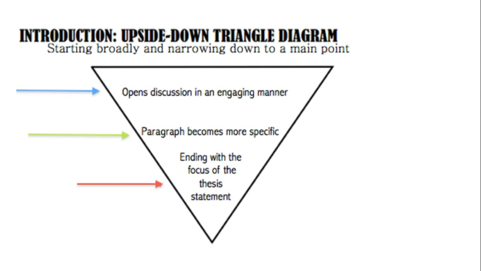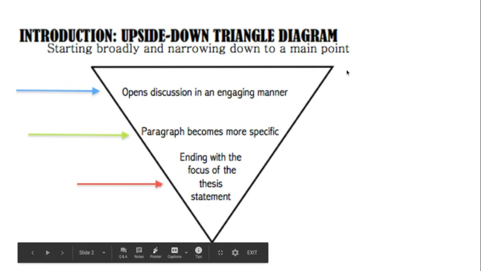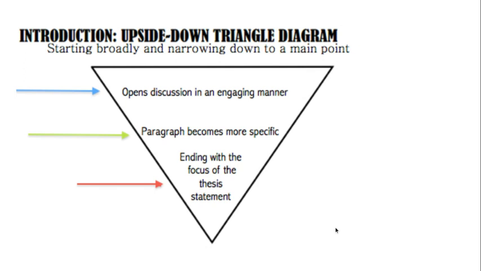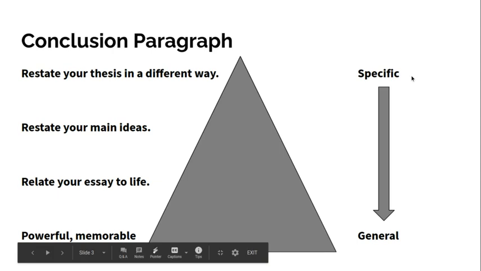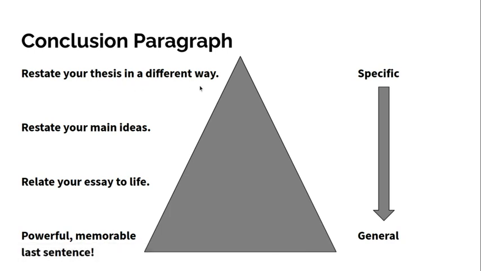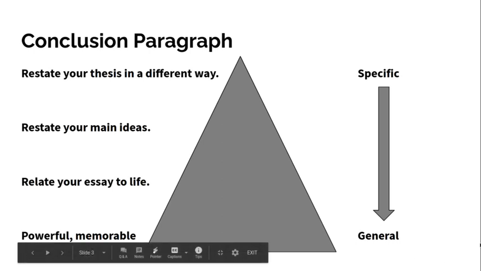I bring this up because the conclusion now is the opposite. Whereas here we were walking our reader into our essay and starting the conversation, the conclusion is ending the conversation and sending the reader on their way out into the world. So a conclusion paragraph is the triangle turned the other way. We're going to move from very specific information, your thesis, stated in a little different way, to general, and then we let that person who's reading go off into the world.